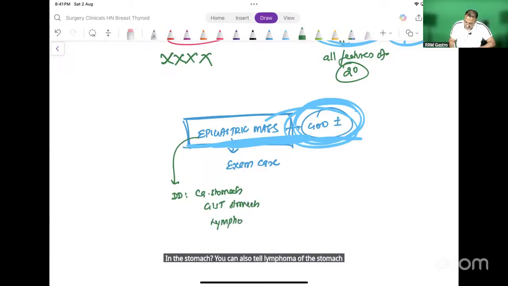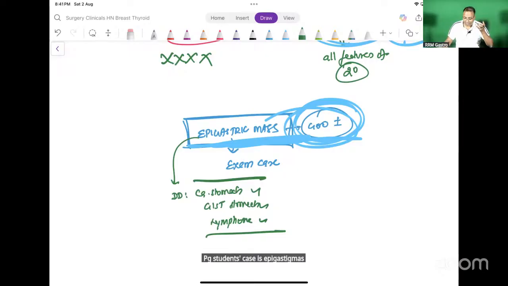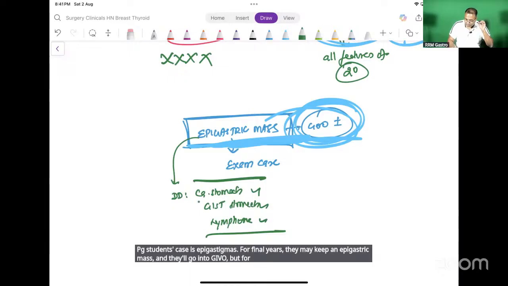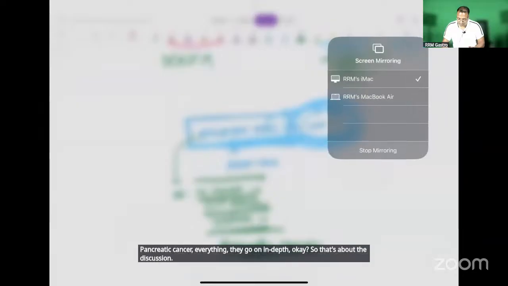Therefore, the discussions will go on into all these topics. So epigastric mass is a definite PG case. For final years, they may keep an epigastric mass and they'll go into GOO. But for PGs, they will go into cancer stomach, GIST, lymphoma, pancreatic cancers, everything, in depth. Okay. So that's about the discussion.